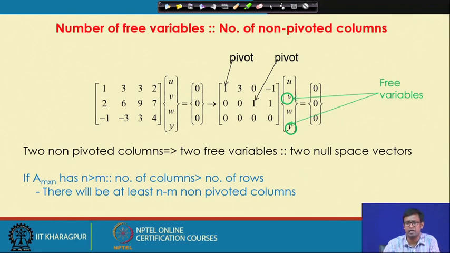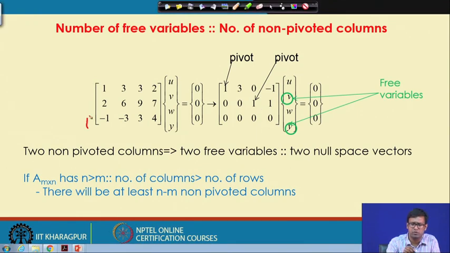There can be fewer pivots than that. Like here there are 3 rows, but only 2 pivots, because one row is linearly dependent on the others. Once we follow these steps, we get one row to be 0, because this row can be expressed as a linear combination of these 2 rows. So, in this case we get only 2 pivots, but if this row were not a linear combination of these 2 rows, we would have got a maximum of 3 pivots. So, the minimum number of non-pivoted columns is n minus m, that should be there.